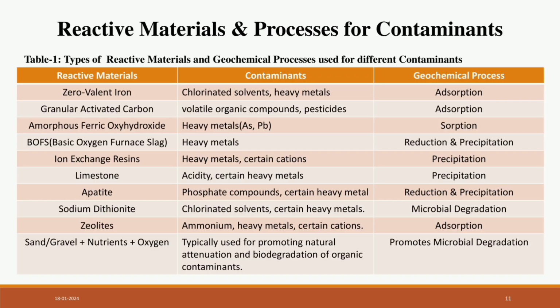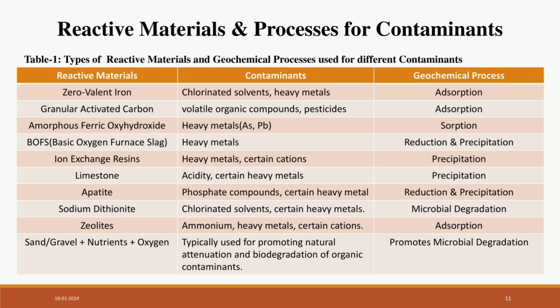Types of reactive materials and geochemical processes used for the different types of contaminants. First reactive material is zero valent iron or Fe0. It is used for contaminants like chlorinated solvents and heavy metals by the geochemical process adsorption. In adsorption, basically the contaminants stick on the surface of the reactive materials. Second one is granular activated carbon. Granular activated carbon is used for contaminants like volatile organic compounds and pesticides by the process adsorption.